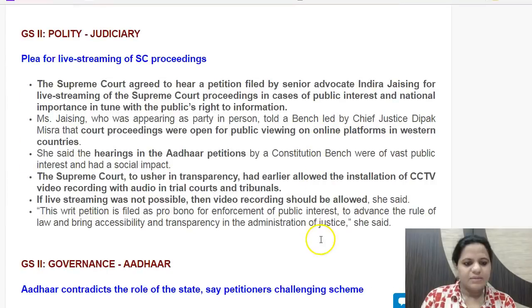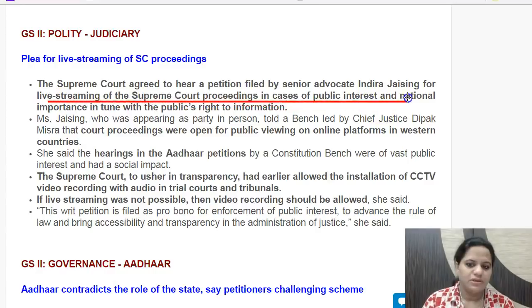Then next is the plea for live streaming of Supreme Court proceedings. The Supreme Court has agreed to hear a petition filed by senior advocate Indira Jaising for live streaming of Supreme Court proceedings in cases of public interest and national importance. As people have a right to information, this is being demanded. It is said that court proceedings are open for public viewing on online platforms in various Western countries, so it can be made applicable to India as well. Specifically, it is calling for the hearing in the Aadhaar petitions by the Constitution Bench to be open for such purposes.